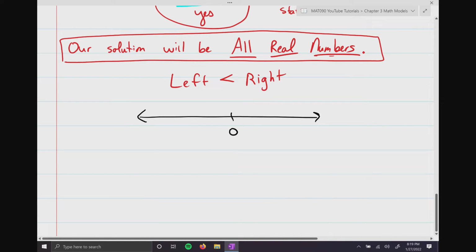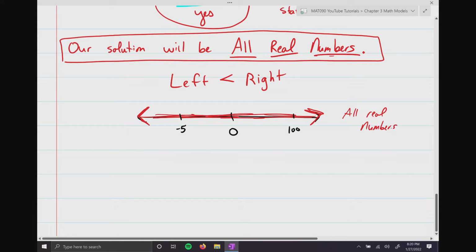So, to graph all real numbers, think about it. If you chose the value negative 5 and you substituted it in, the left will always be less than the right. If you decided to choose the number 100, substitute it in, the left will be less than the right. Notice that since these are on both sides of 0, what we're going to do, and I'll use a different color here, we're going to shade the entire line. And that's how we show all real numbers.